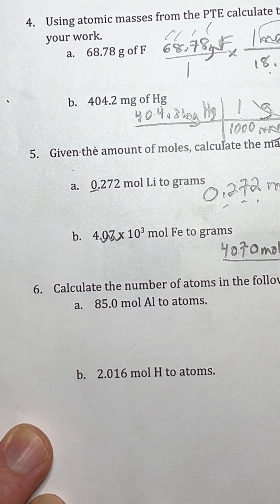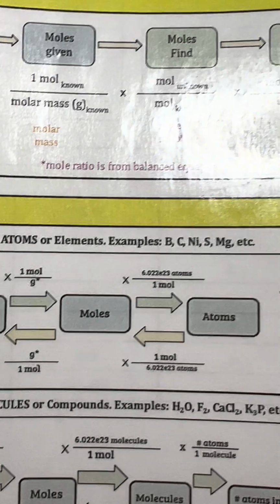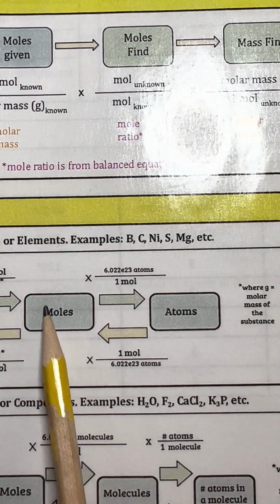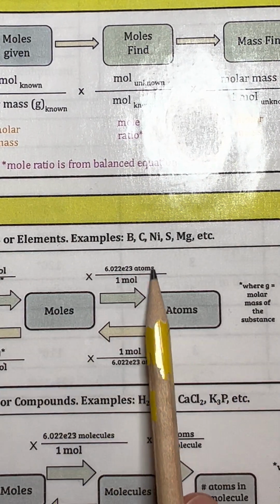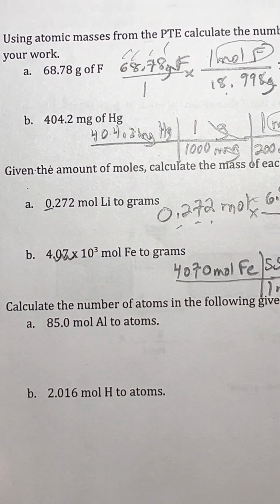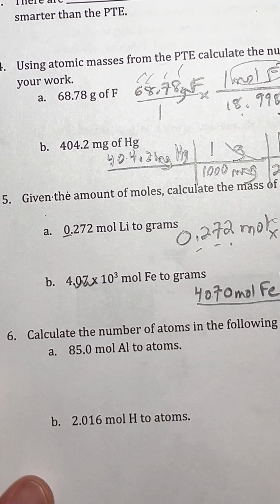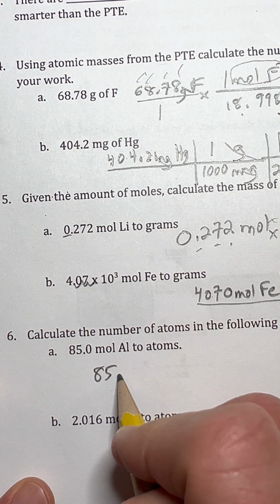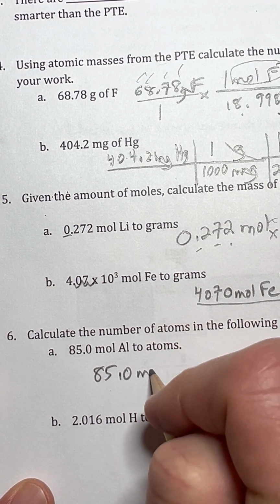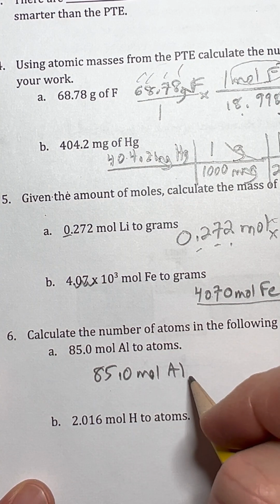So here we have moles, and we're going to go to atoms. So we're in the middle with moles, and we're going to go to atoms. So we're really just going to multiply by Avogadro's number. But we're going to write it out so we can see the work. So we have 85.0 moles of my friend Al, which is aluminum.